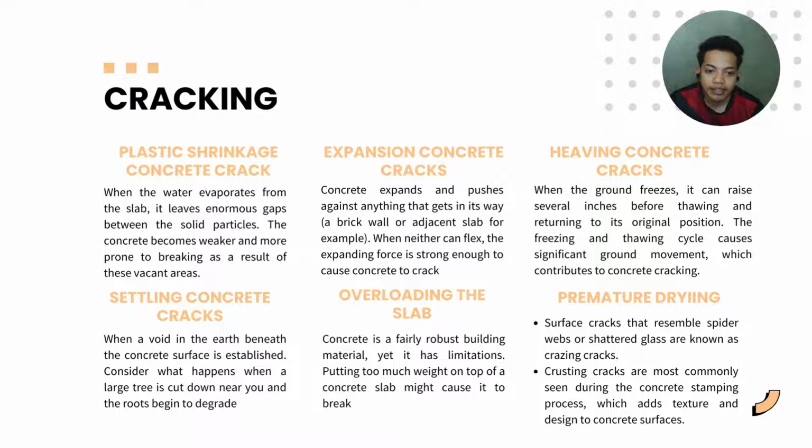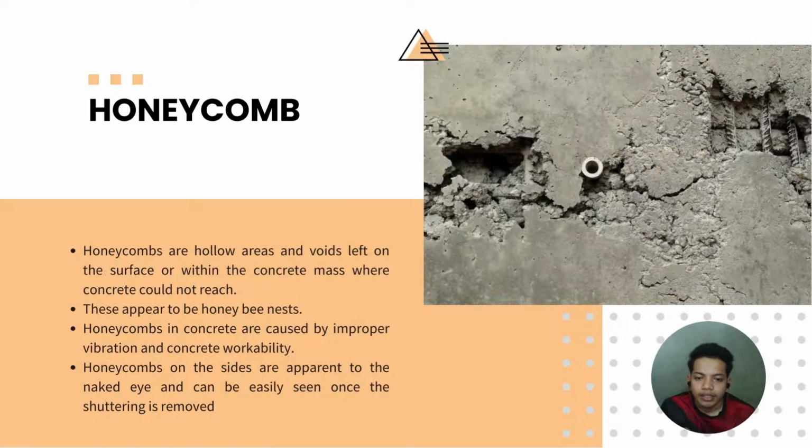Surface cracks that resemble spider webs or shattered glass are known as crazing cracks. The other one is crusting cracks, most commonly seen during the concrete stamping process, which adds texture and design to the concrete surface. The second common root cause of concrete problems is honeycomb.